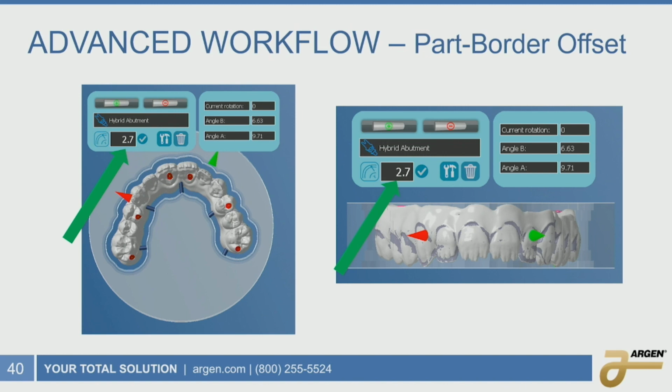So what we have here is a full arch case that's going to come in with a default of 2.7. What we can see here are undercuts that we want to mill out. We want to get rid of as much of that purple as possible.